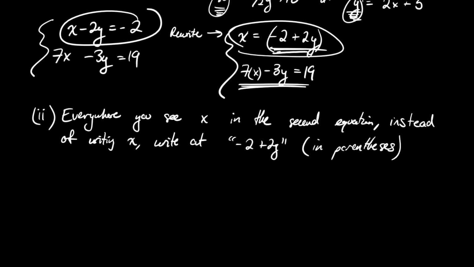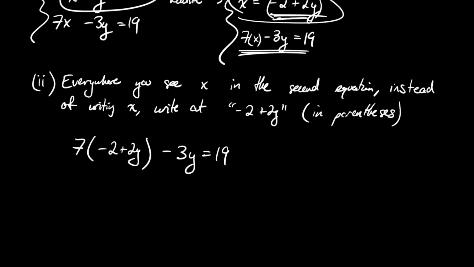So for example, in the bottom equation, ordinarily I'd have 7x, but now I'm going to have 7 times negative 2 plus 2y instead of x, because x and negative 2 plus 2y are the same thing from the top equation, minus 3y equals 19. Okay, perfect. So we've made a substitution, that's why it's called substitution, into the second equation from the rearranged first equation.